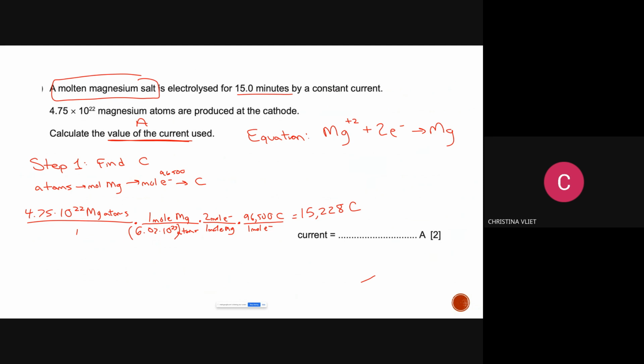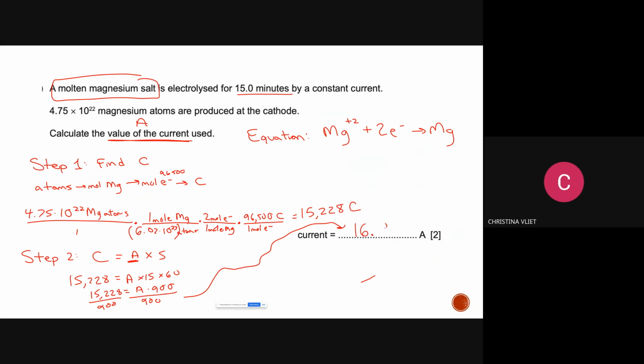What do we have to do now? So now step two is we've got our C equals A times S formula, but we're solving for amperes. This time we have the coulombs and we have the seconds. So this would be 15,228 equals A times how many seconds? 15 times 60, which is 900. So 15,228 equals A times 900. Divide by 900 on both sides. And our final answer is, I got 16.9.